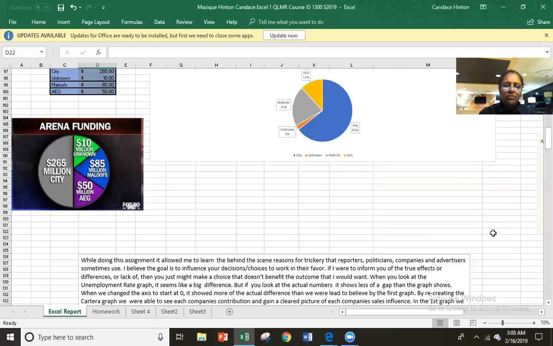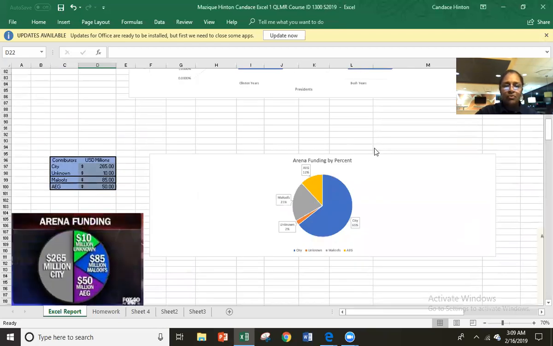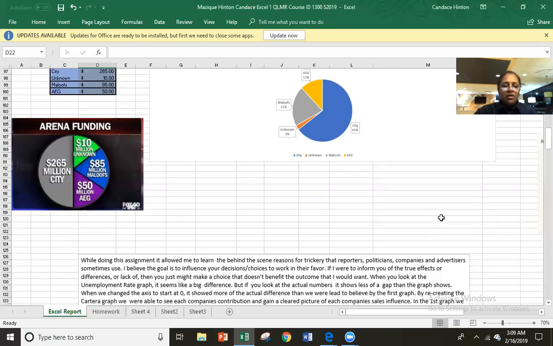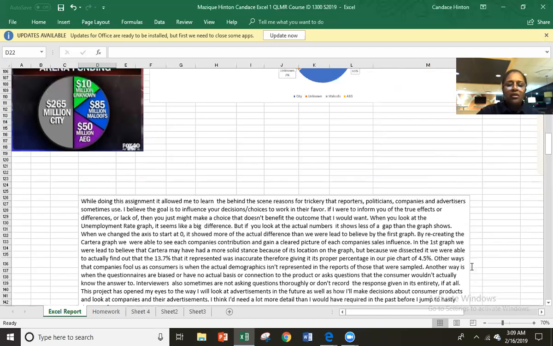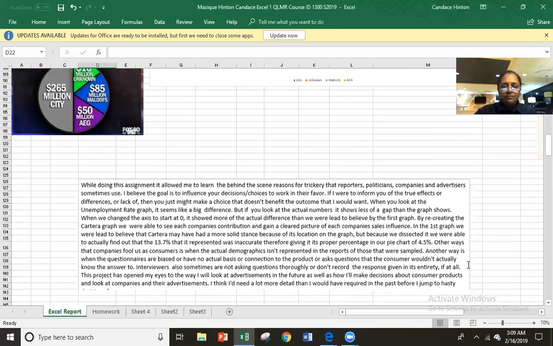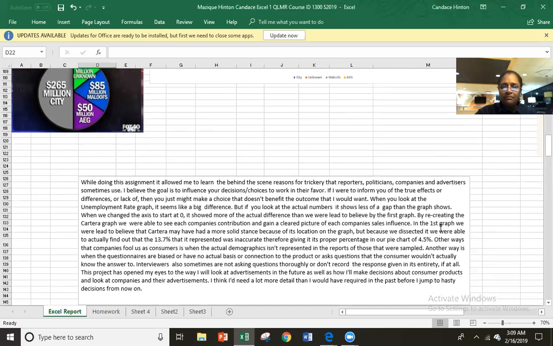When you look at the unemployment rate graph, this one here, it seems like a big difference, but if you look at the actual numbers, it shows less of a gap than the graph shows. These numbers here actually show just 200% of a gap. When we changed the axis to start at 0, it showed more of the actual difference than we were led to believe by the first graph.